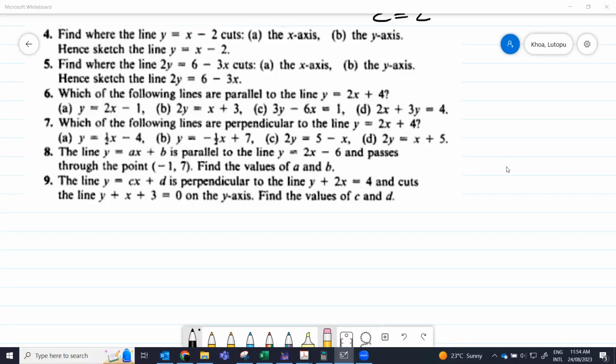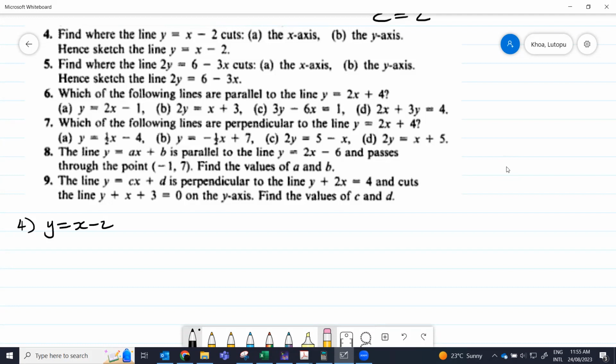Okay, question 4. We have the line y is equal to x minus 2. We have to find where it cuts the x-axis, where it cuts the y-axis, and then sketch the line. So if we work out where it cuts the x-axis and where it cuts the y-axis, to sketch the line, we just need to connect those 2 points.